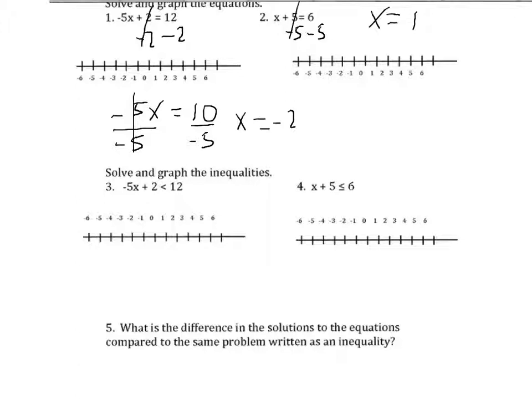how do you represent that on the number line? It's going to be a closed circle at -2. And then we have x equals 1. It's going to be a closed circle at 1. Looks like that number line moved over a little bit.